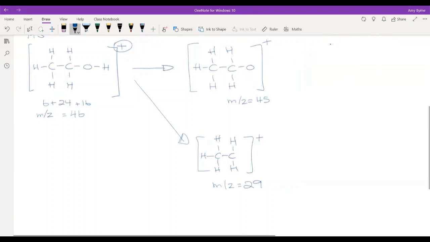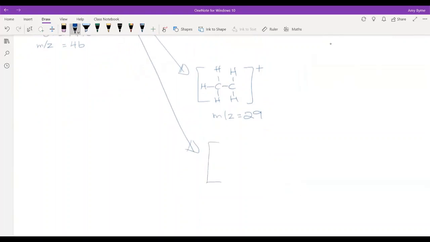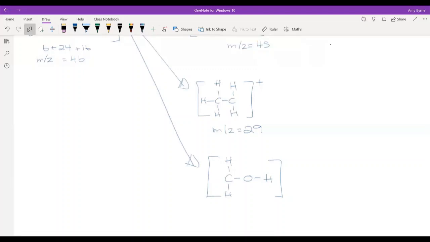What's another way that this could break apart? It could lose that CH3 off the end. So it could be CH2OH, which is my original molecule minus 15. So 46 minus 15 gives us an M to Z of 31. Oh, sorry, that needs a positive charge.